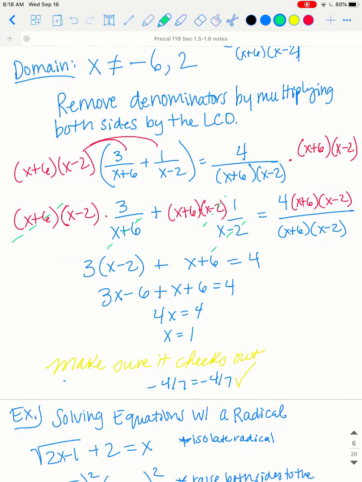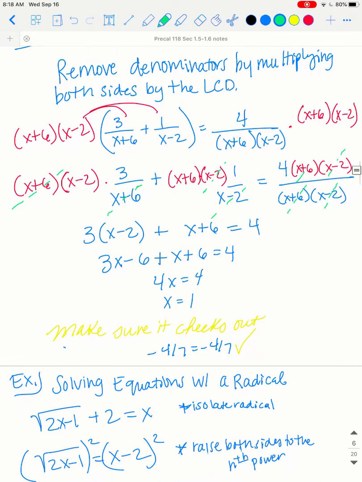So on the left, we're left with 3 times x minus 2 plus x plus 6. And then the 4 is because we could cancel everything that was in the denominator. So then I have 3x minus 6 plus x plus 6 equals 4. So we have 4x equals 4, so our x equals 1.